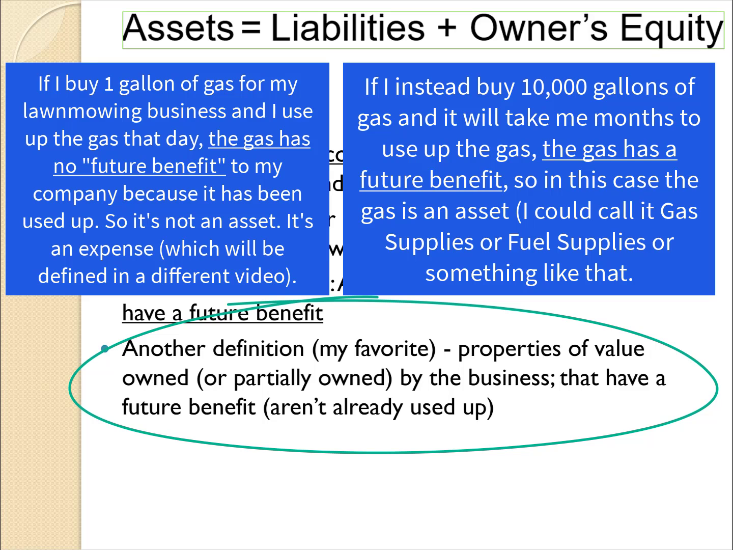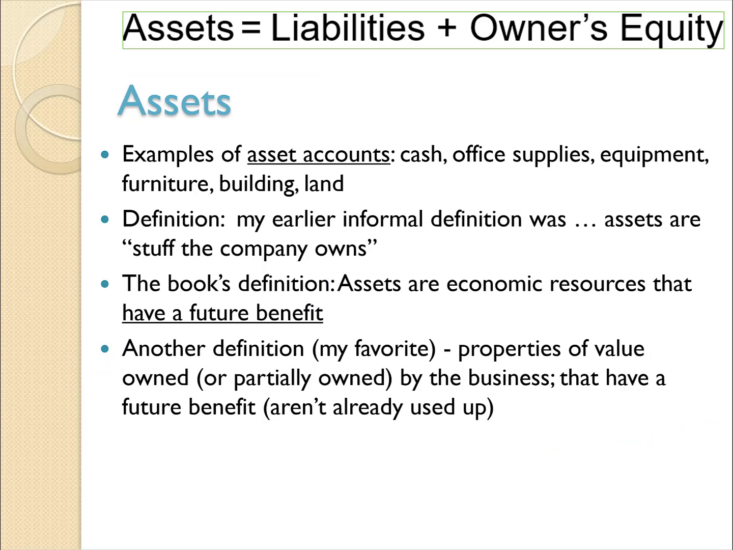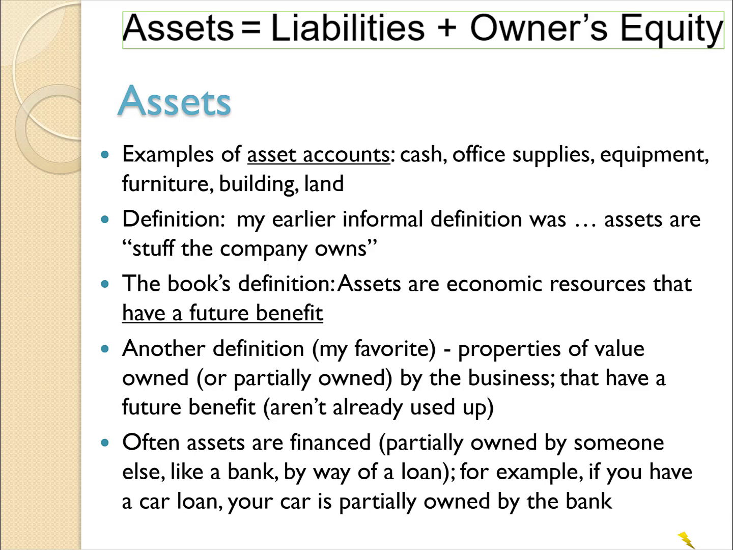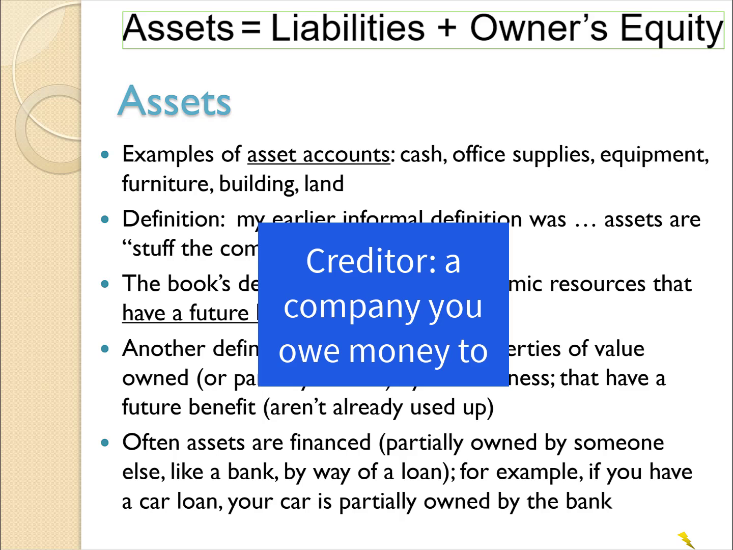Now, usually when we're working with transactions, it will be obvious that something is an asset. We'll usually be dealing with things like cash and equipment, furniture, building, stuff like that. But just remember, assets are properties of value owned or partially owned by the business, and they have a future benefit. They have not already been used up. And lastly, remember, assets are often financed, which means they're partially owned by someone else, like a bank, by way of a loan. For example, if you have a car loan, like I said earlier, your car is partially owned by the bank. When assets are financed like this, the company owns part of them while creditors own the other part.